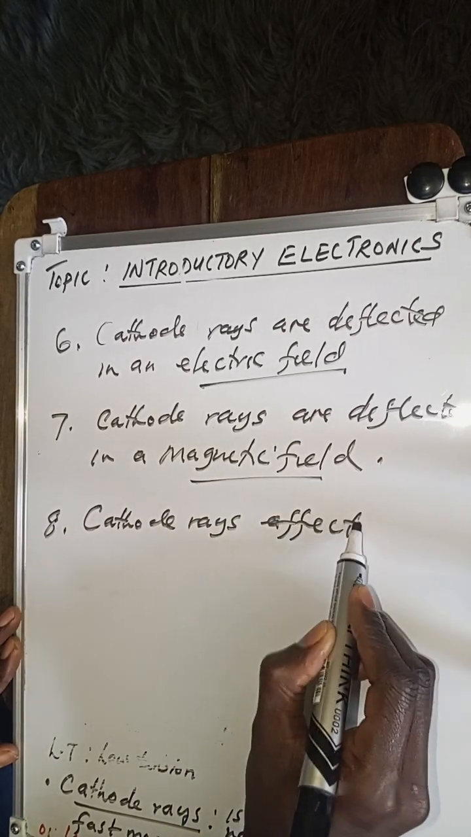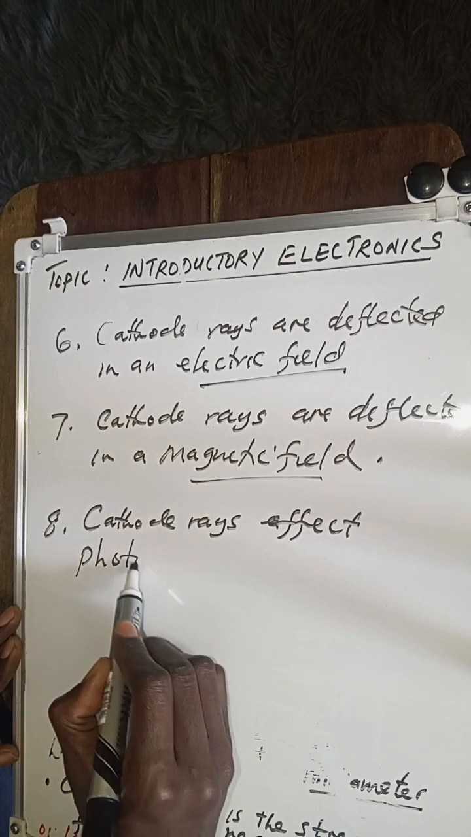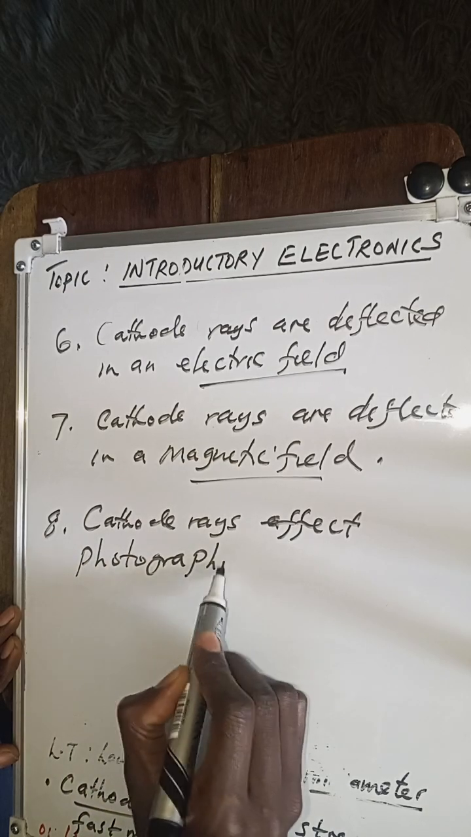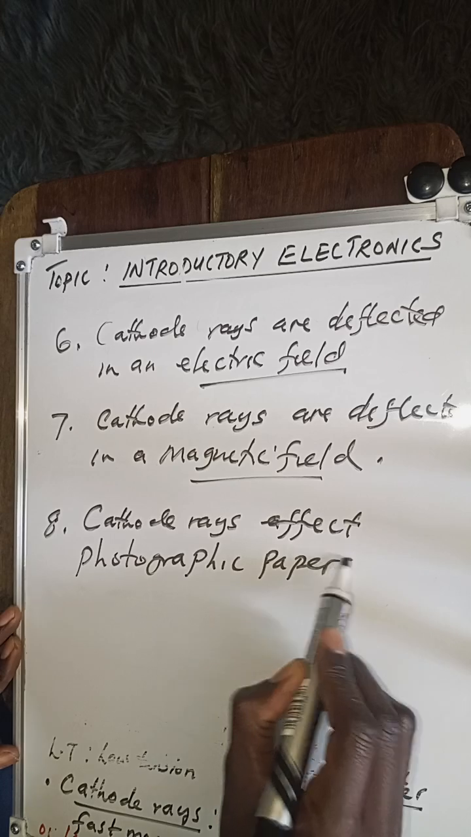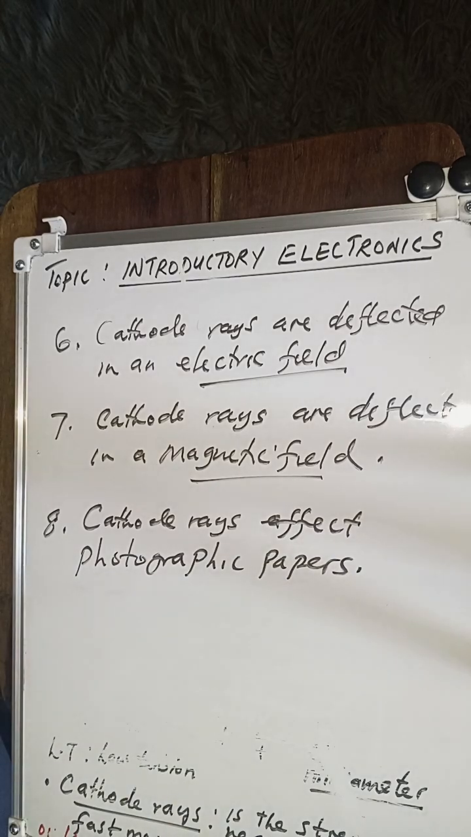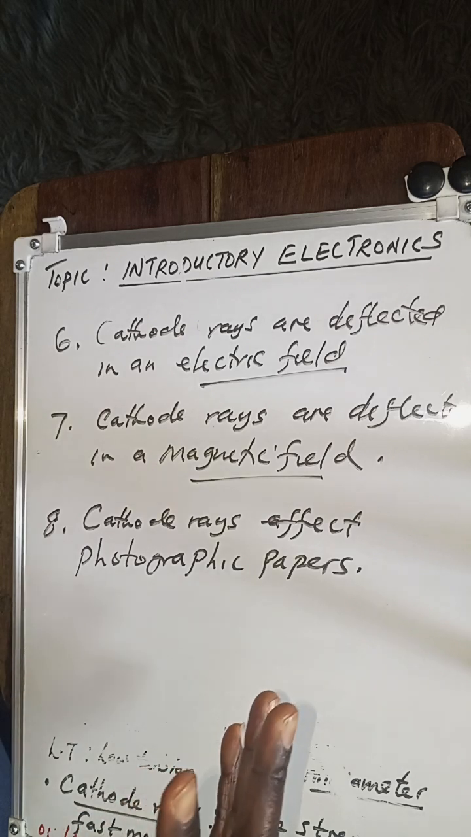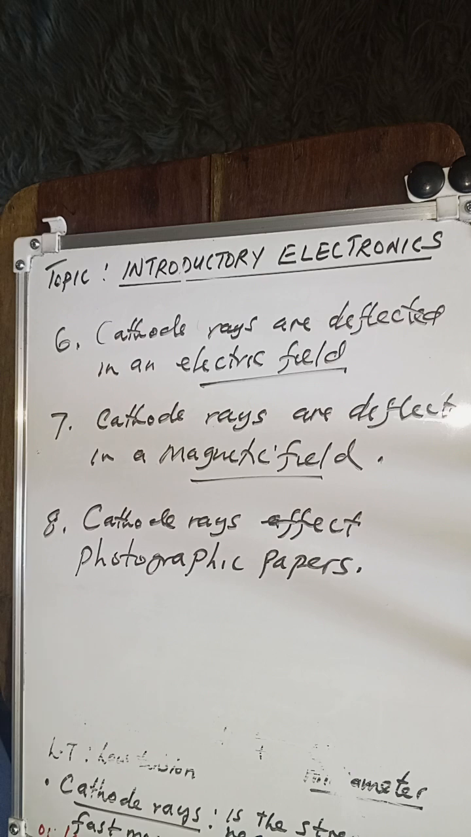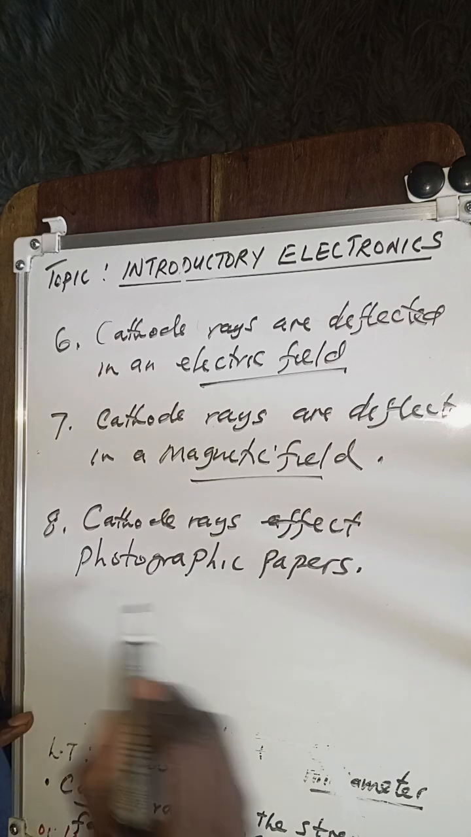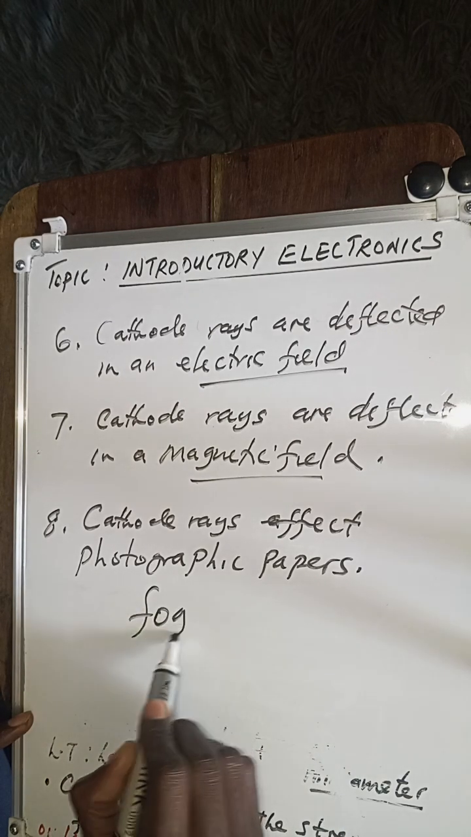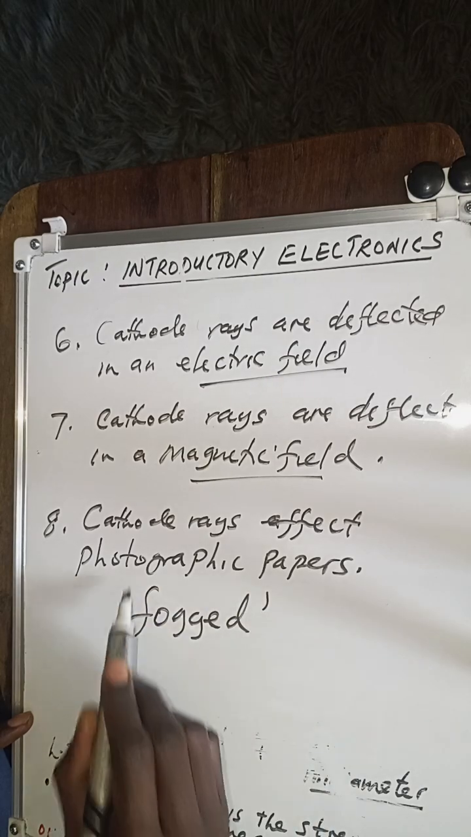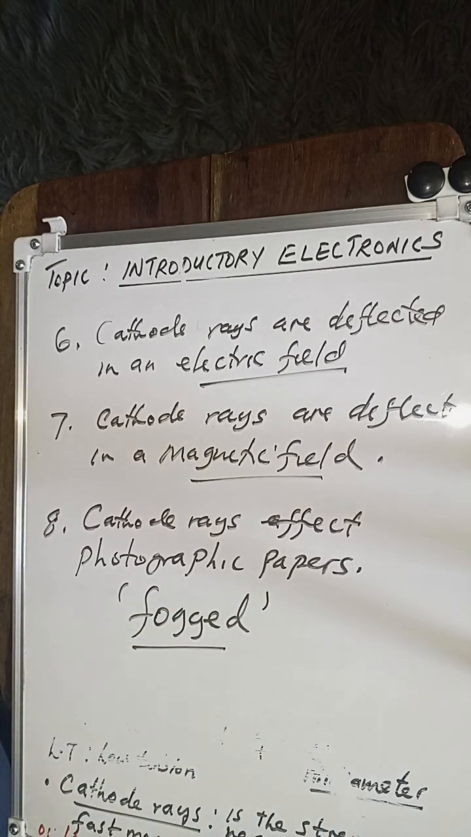The last property that I can give you is that cathode rays affect photographic papers. In other words, they are capable of blackening photographic papers. So when cathode rays are incident on a photographic paper in a dark room, you are going to find that the paper gets fogged. That is what is going to happen.